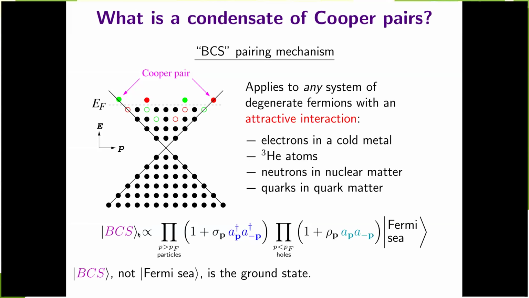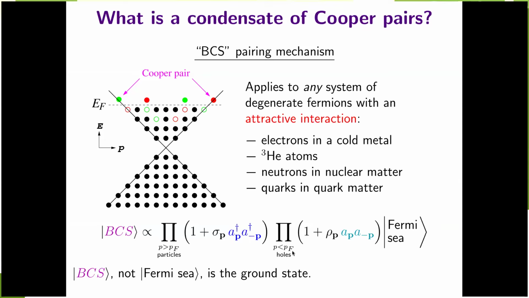I'm going to write it in a many-body language here. So what is the BCS state? You start with the Fermi sea, everything up to the Fermi energy filled, everything above empty, and then you hit it with some operators to make the BCS state, which has lower energy.